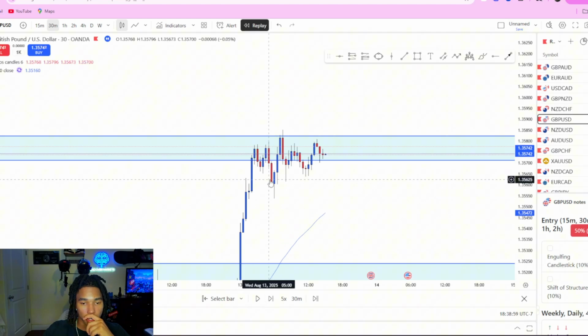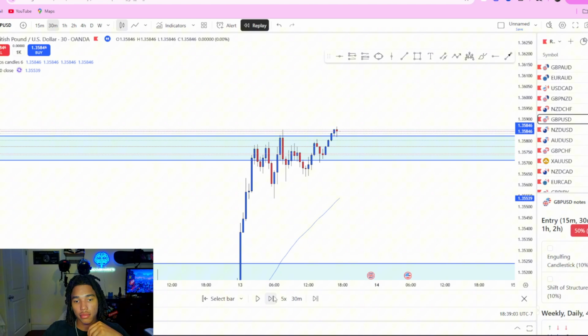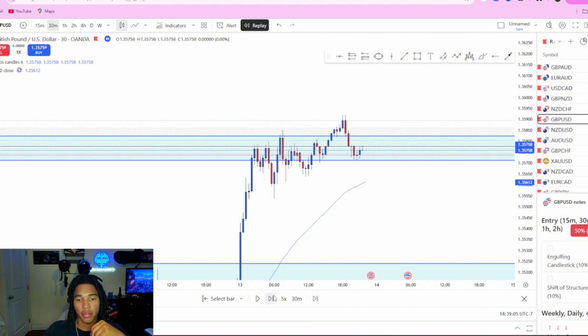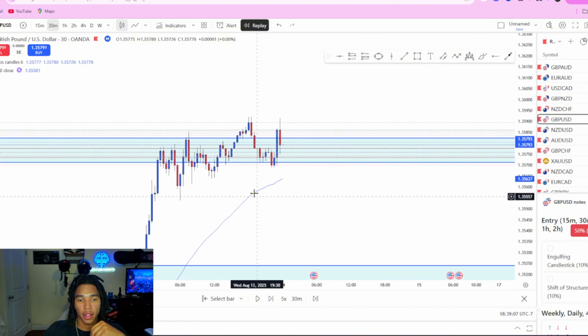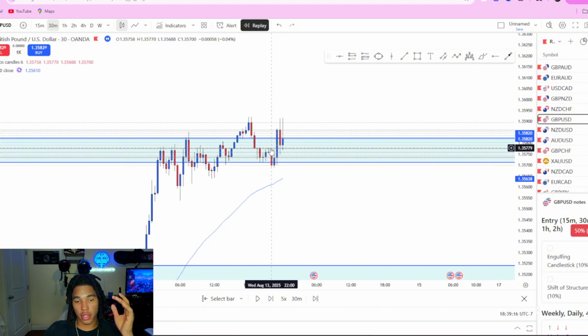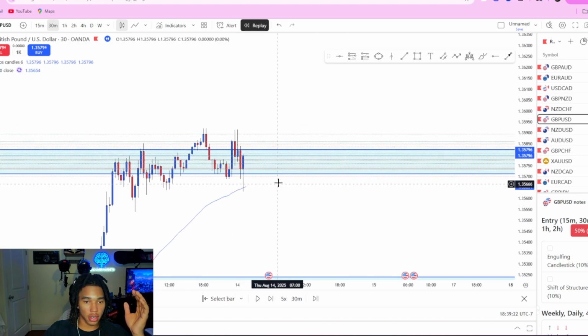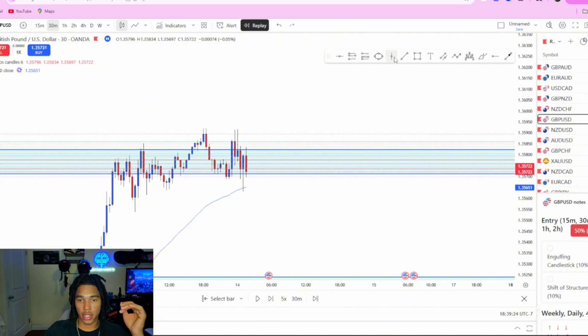So for it to be valid, we have to break this area right here. That's what we're waiting for. And we're creating another head and shoulder pattern actually. So now we just really have to break this area. Oh no, actually we already broke the area. We already broke this area. So now we're just waiting for an engulfing candlestick. Okay. Getting an engulfing candlestick right here.